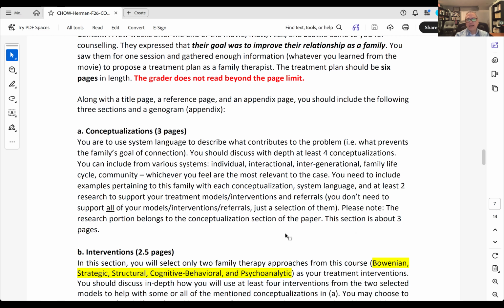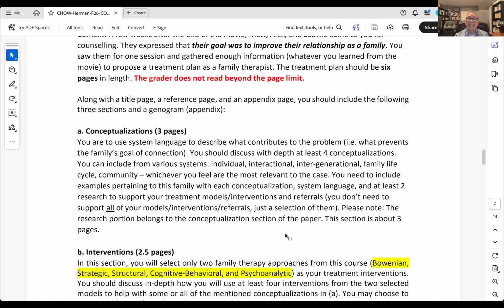If the goal here is about the family's connection, I already gave you the goal for this particular case. So conceptualization basically is you're looking at what is blocking the goal. Why is this family not connecting very well? So you are going to use system language to describe the problem. What's contributing to the problem? I want to hear you using system language to describe it for me.